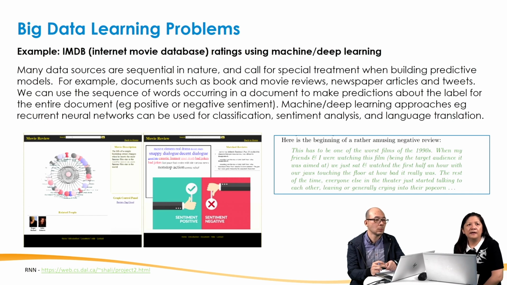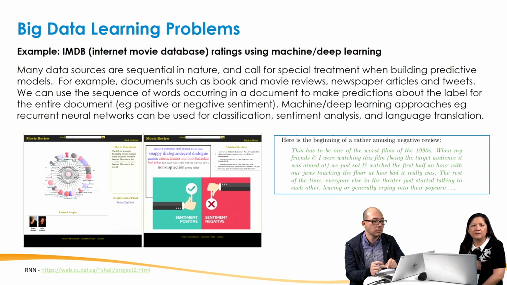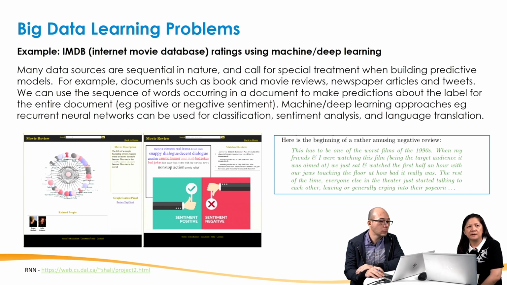In addition to images, we can also look at data sources which are sequential in nature, which call for special treatment for building predictive models. For example, documents such as book reviews and movie reviews. We can use machine learning and deep learning approaches, for example recurrent neural networks, for classification, sentiment analysis, and language translation.